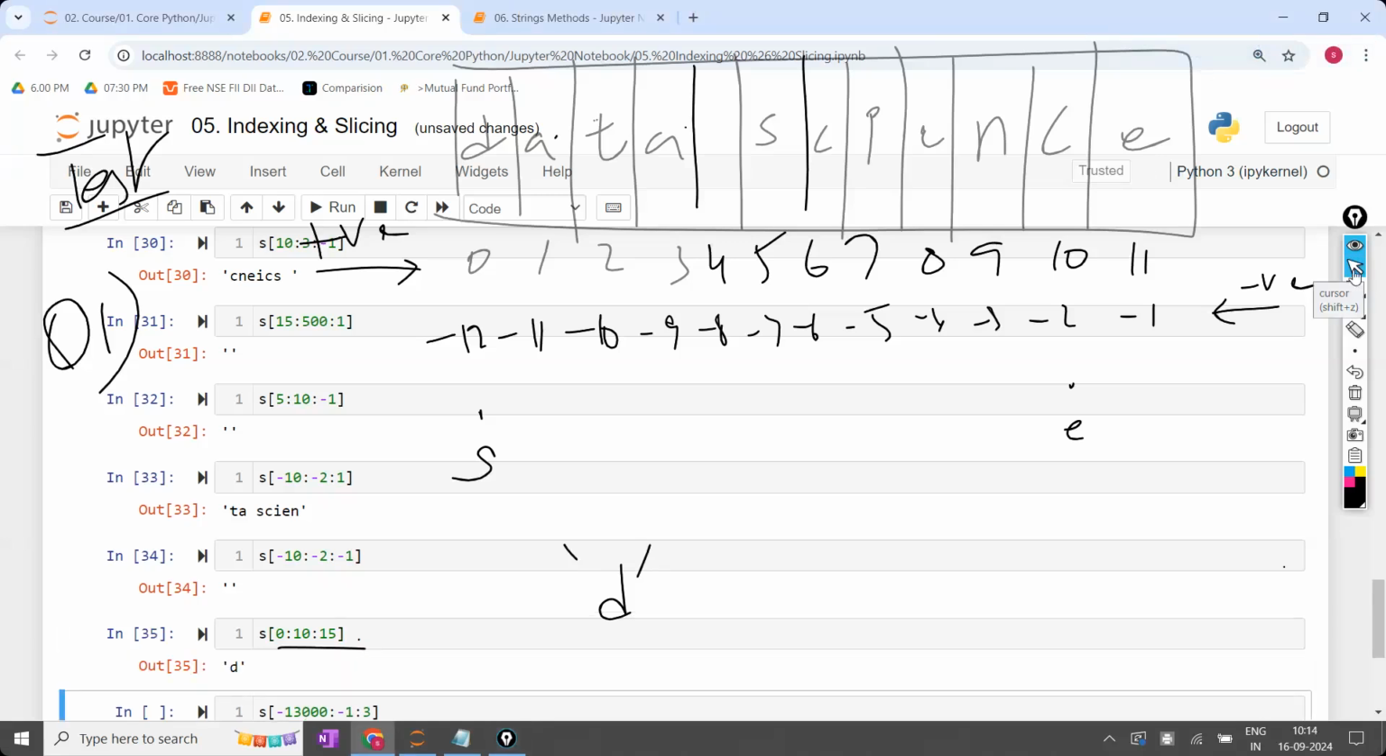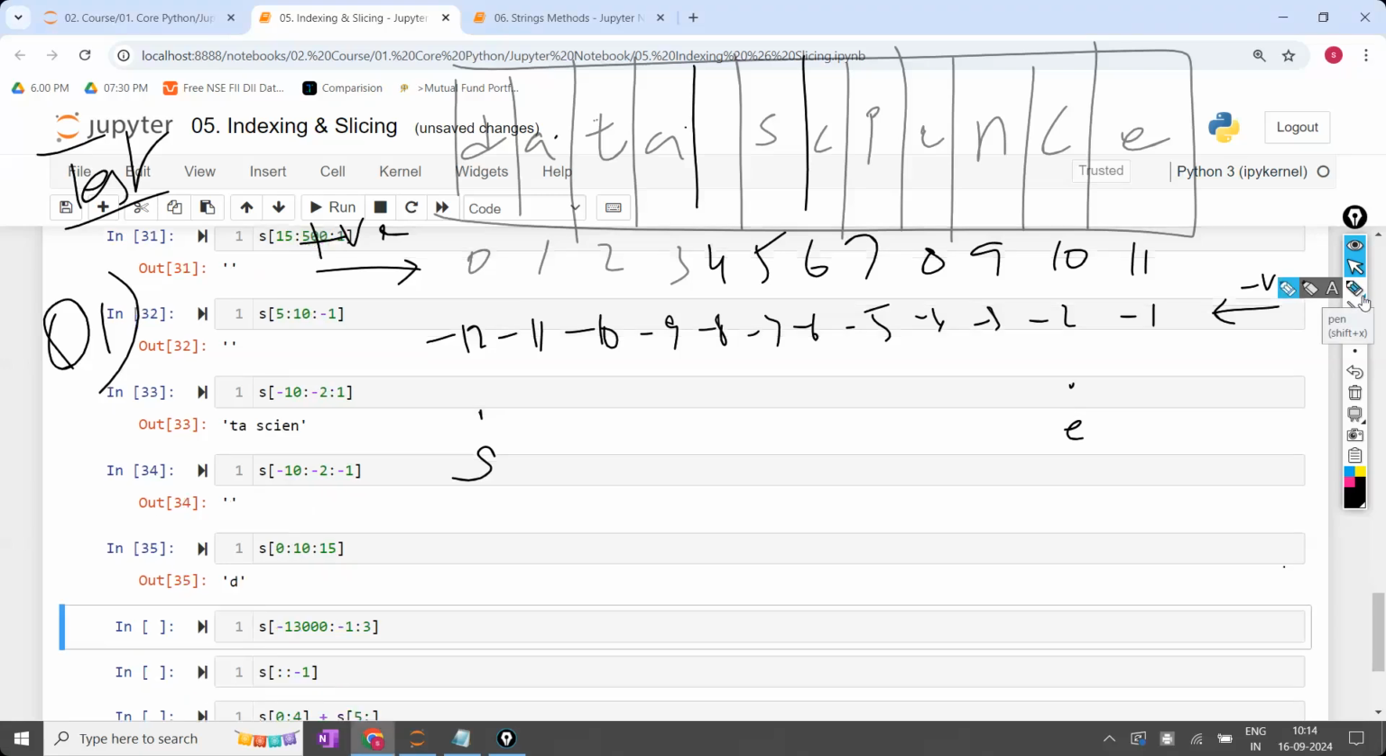The first one is included. After that, the next one is not included. Second character is not included. Is the point clear for everyone in this example? Now, why is it empty? In the negative direction, we can't go now. In the positive direction, we can't get the negative values.